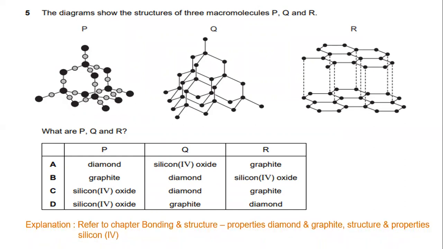So you have to refer to the chapter Bonding and Structure: diamond and graphite structure and properties, silicon dioxide. So this diagram can be seen under this chapter. So the answer would be C.